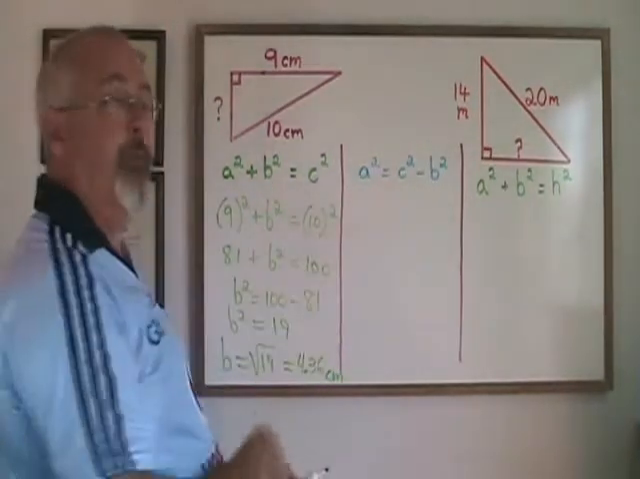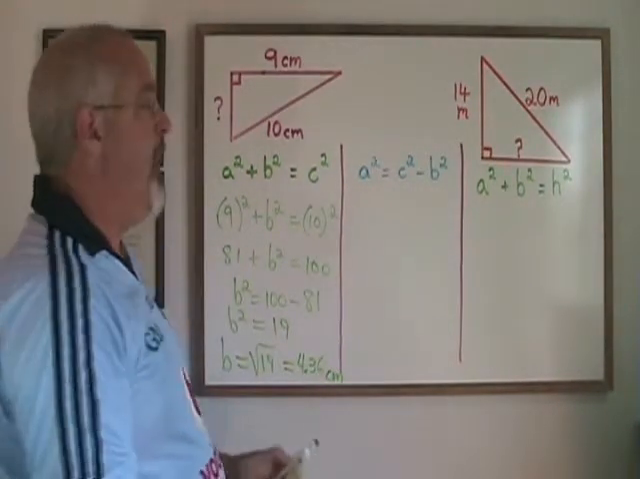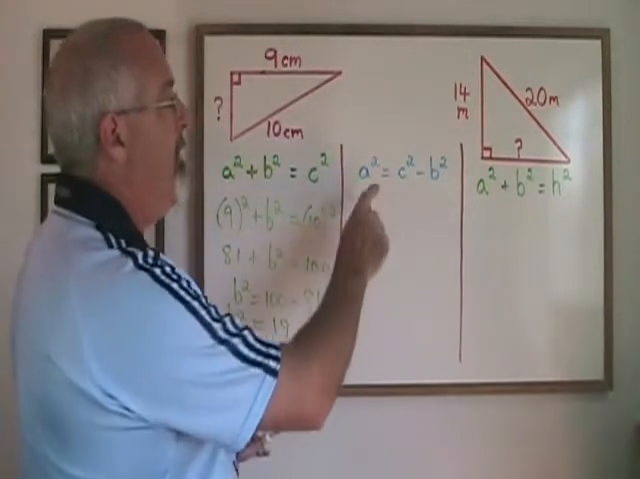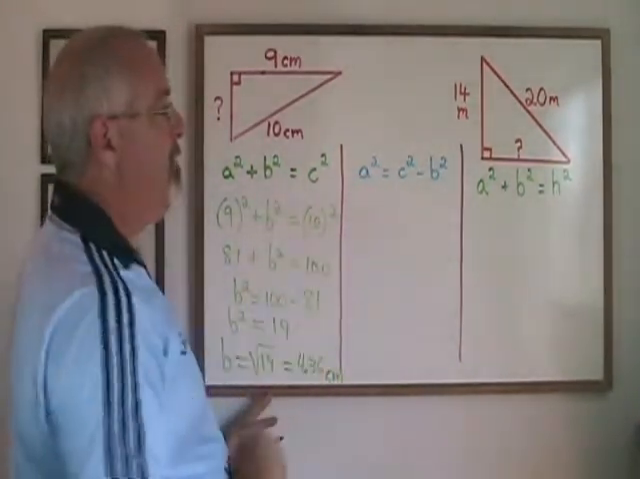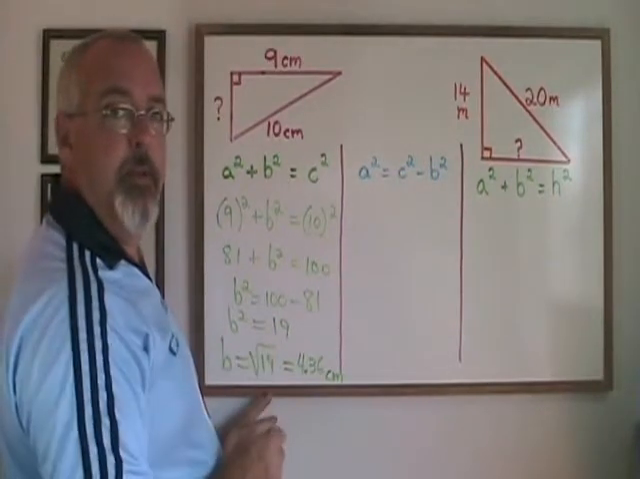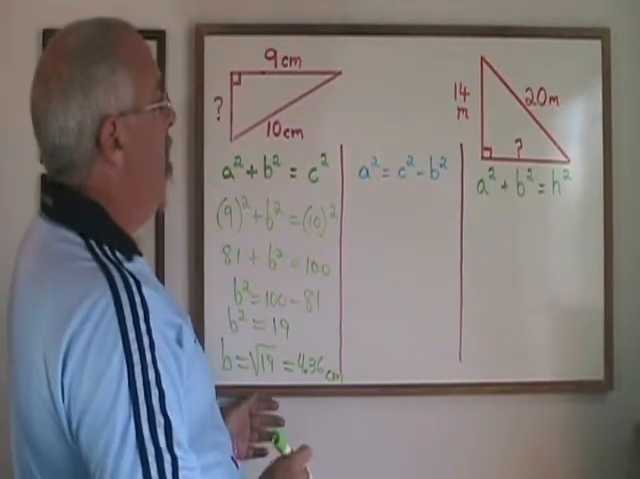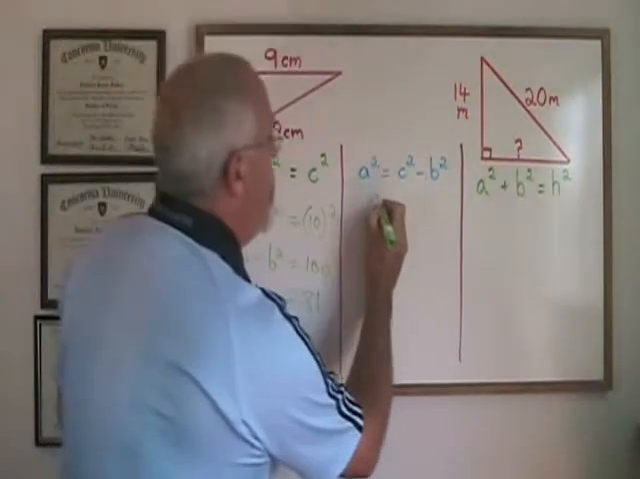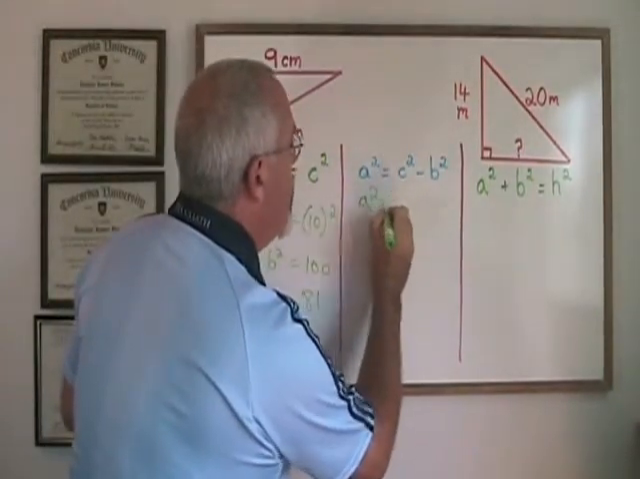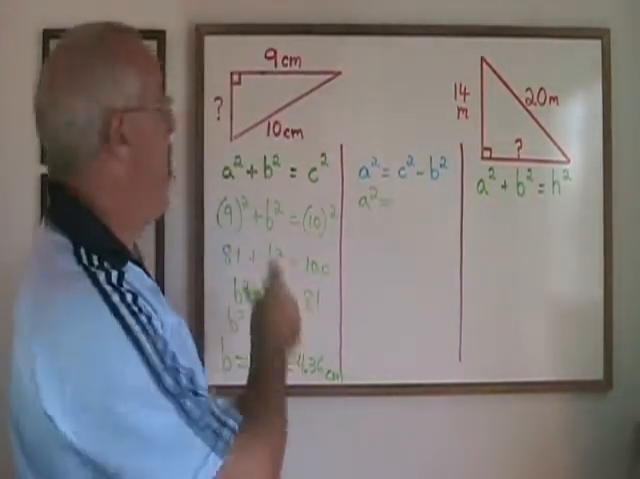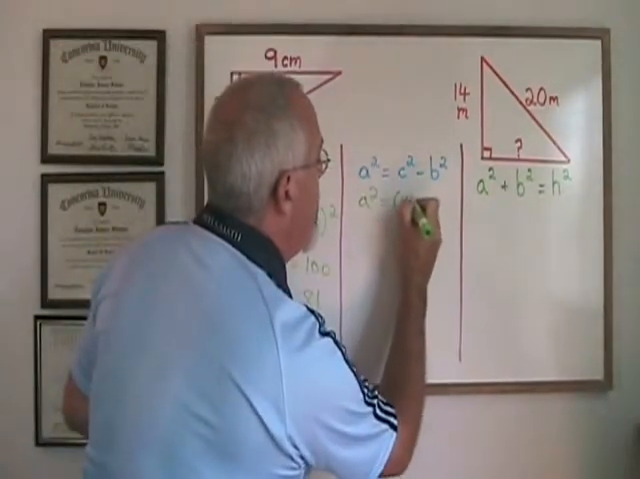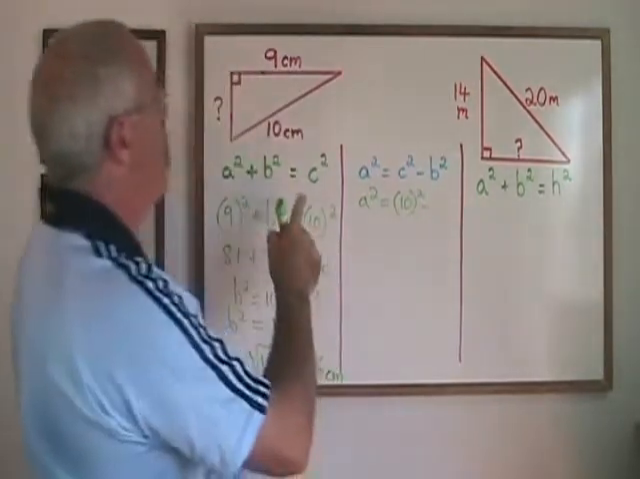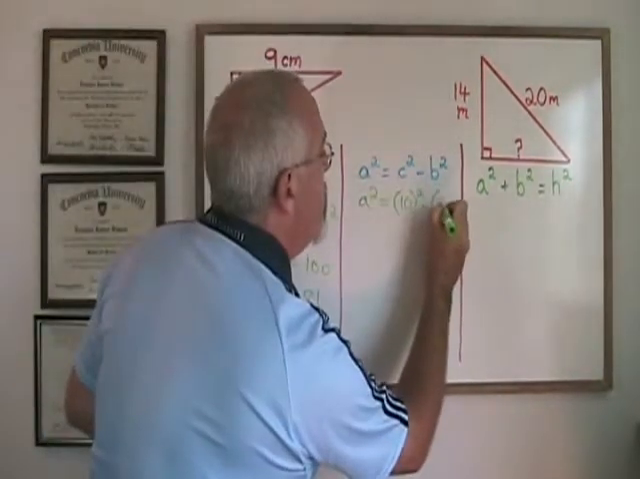Over here I have another form of the Pythagorean Theorem, where I have isolated my A squared by moving the B squared to the other side of the equals where it becomes negative. So I'm doing algebra before I plug any numbers into the formula. When I plug the numbers in, this time I'm going to make A squared my unknown. A will be the unknown side. C squared is going to be 10 squared again. And B squared this time is the 9 squared.